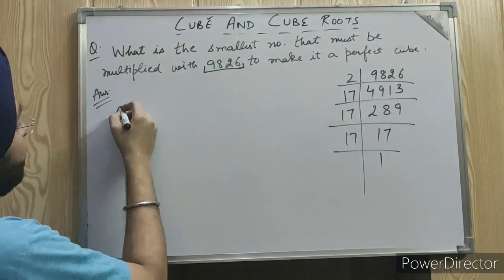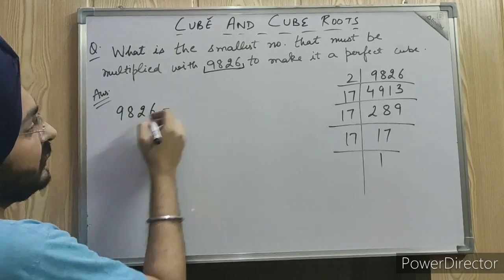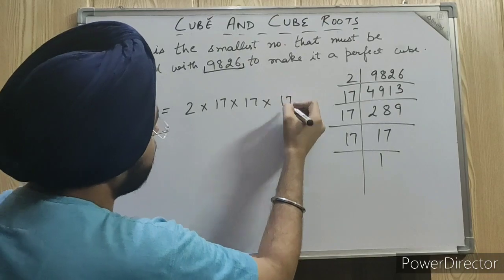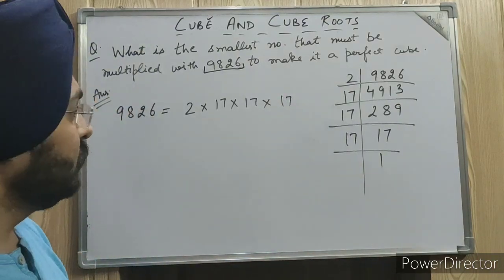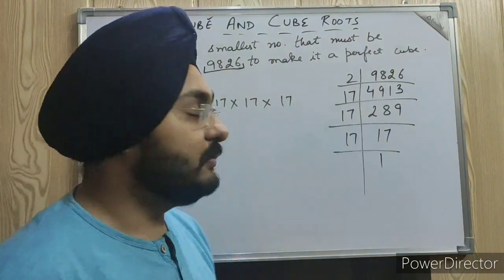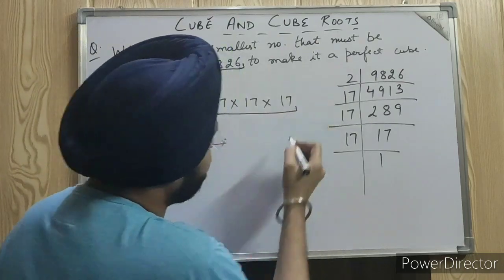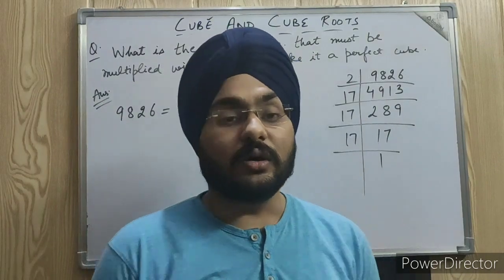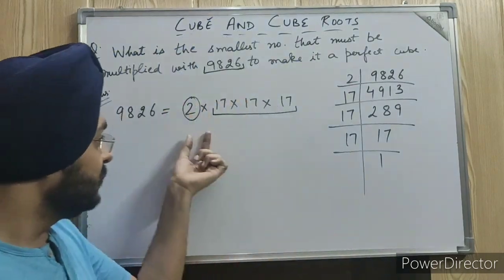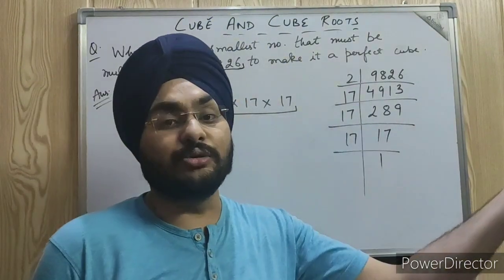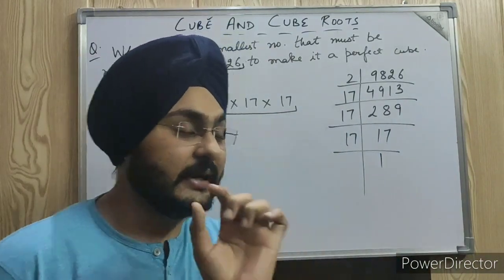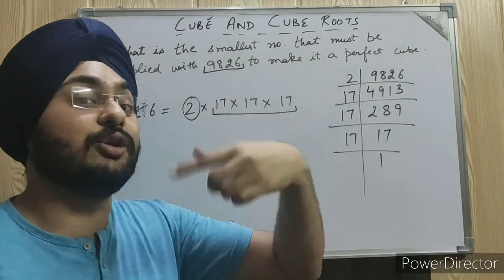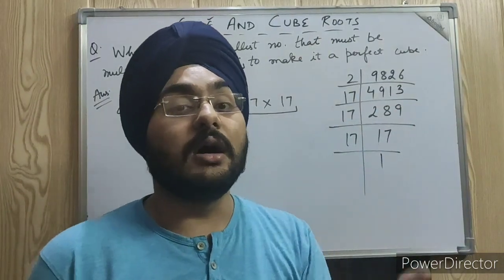Okay. So I can write this 9826 in what way? 2 into 17 into 17 into 17. Now, we can say the triplet of 17 is formed, but what about this 2? This 2 is left alone. Okay, we have to multiply this 2 with how many 2's to make a triplet? I'm again explaining the same thing.